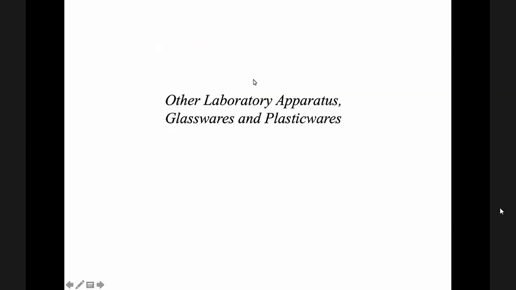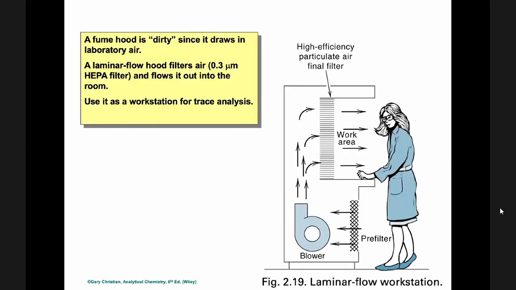Now, other lab apparatus, glasswares, and plasticwares. Okay, so you have here the fume hood. And we also have the laminar flow hood with a HEPA filter. Usually, the laminar flow hood is used in micro laboratories. So there is a high efficiency particulate air filter, or we call it HEPA filter, in this part.